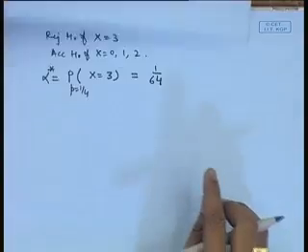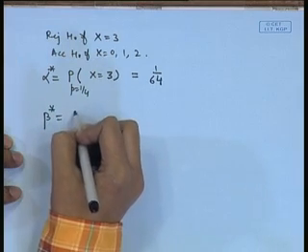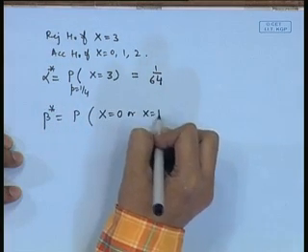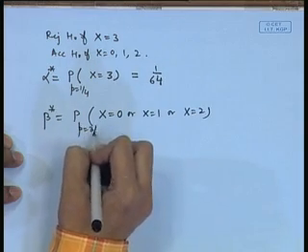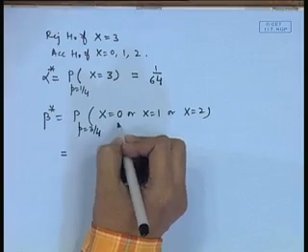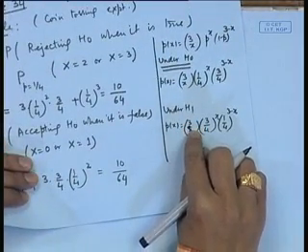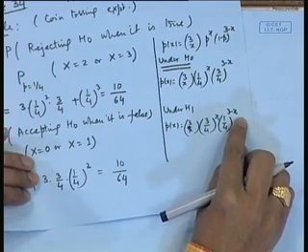But now let us see what happens to the probability of type 2 error. Beta star, that is probability of x is equal to 0 or x equal to 1 or x equal to 2 under p is equal to 3 by 4. So, when p is equal to 3 by 4, the probability distribution of x is given by 3cx (3/4)^x (1/4)^(3-x).